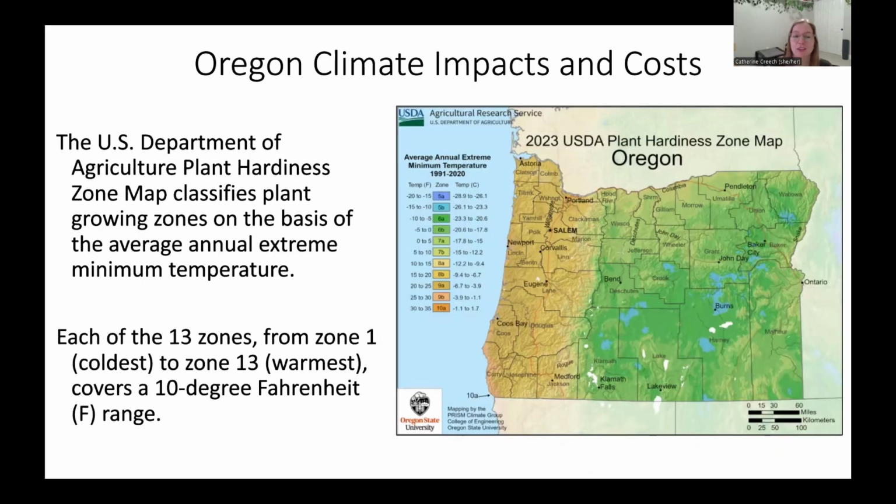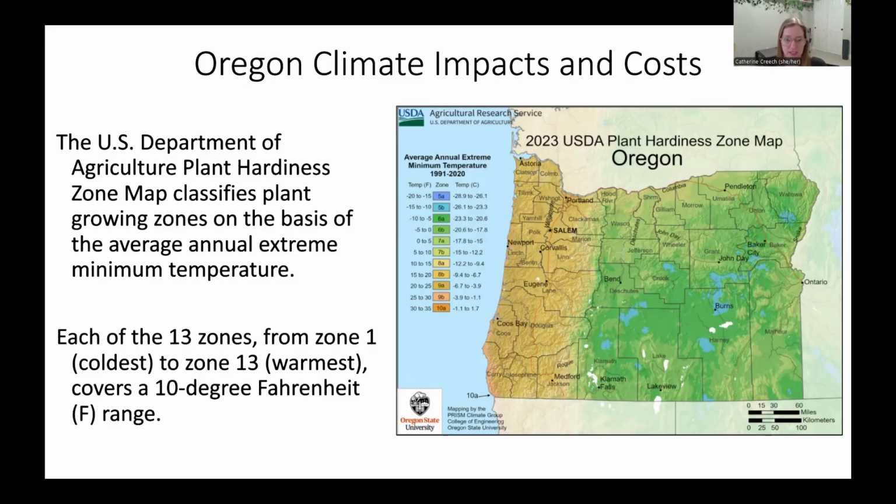This is the United States Department of Agriculture Plant Hardiness Zone map, and it classifies zoning areas where different types of plants will grow. So if you ever flip through a seed catalog, it'll say for zone 5B or zone 8A, and that will tell you what regions would be good to plant those seeds in. If you plant the seeds outside of their zone, it might be too hot or too cold for those seeds, and they probably won't grow very well.